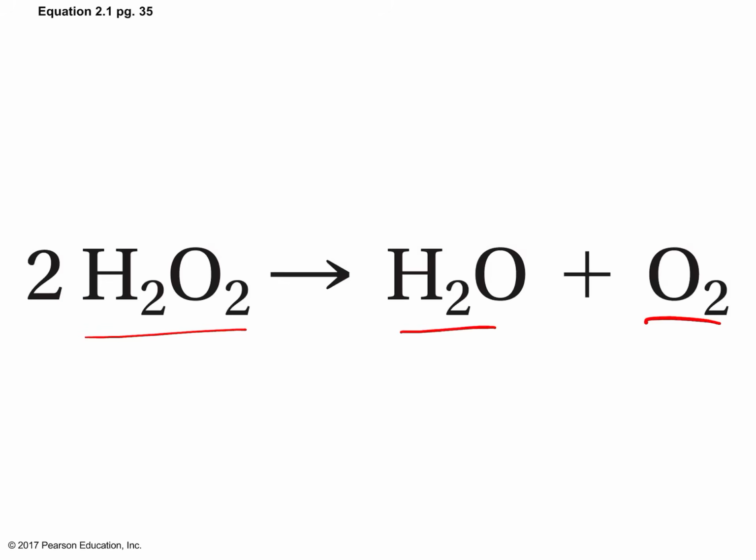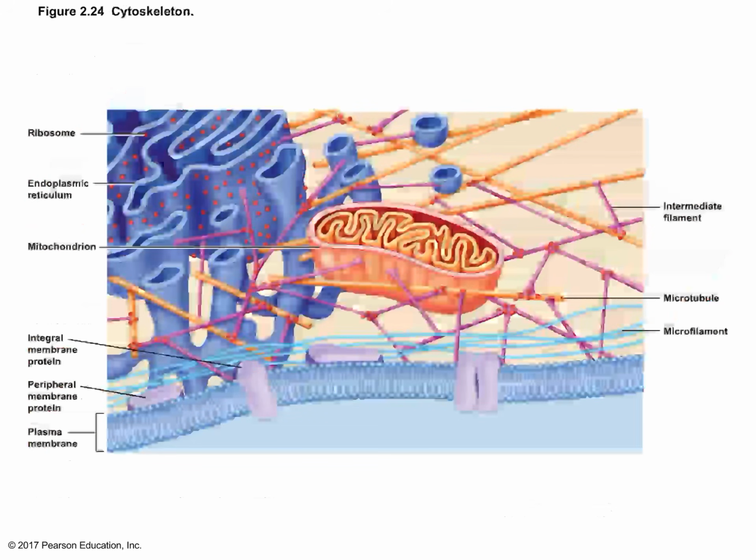All right, let's move on to, so I already talked about peroxisomes. The oxidases can neutralize free radicals, and peroxisomes can also detoxify alcohol.